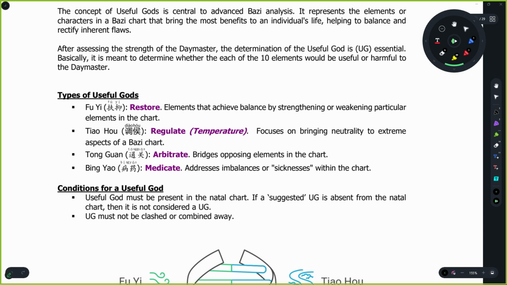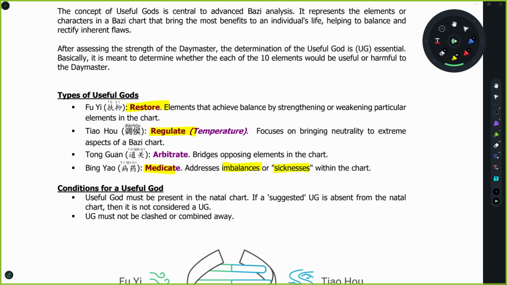So in the first part, we looked into the Useful God to be the one to restore. Second, we looked into the one to regulate. And now we will look into the one to medicate. So to medicate, medication here is to address the imbalances, is to address the sickness within the chart.